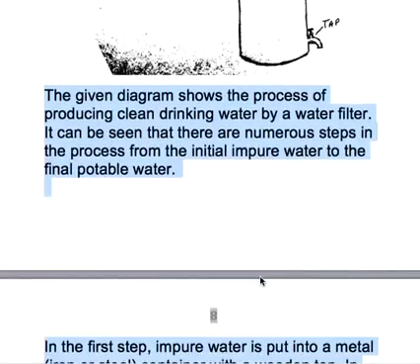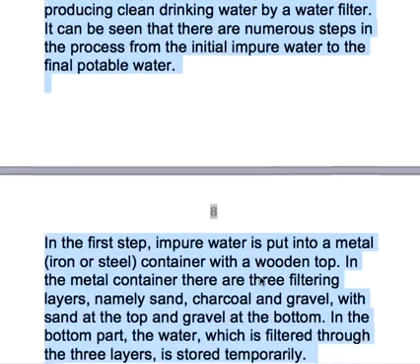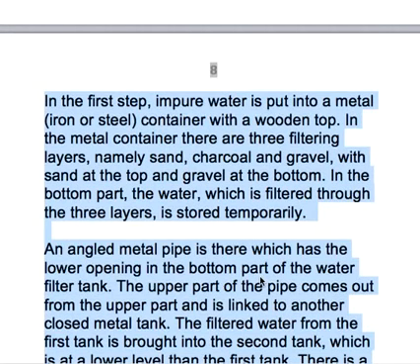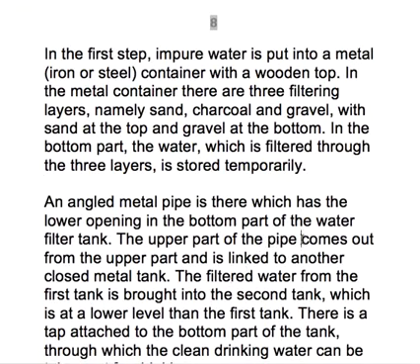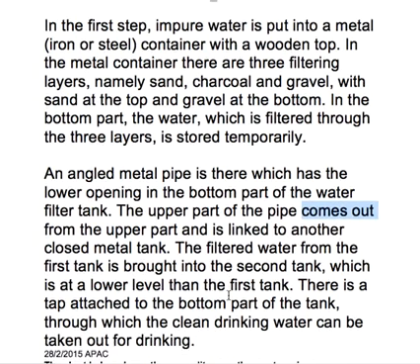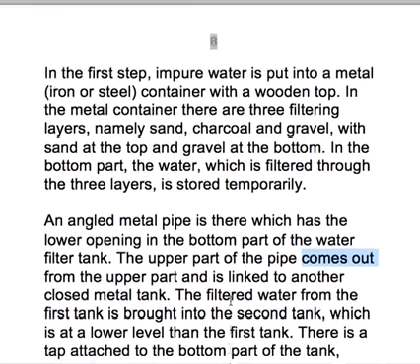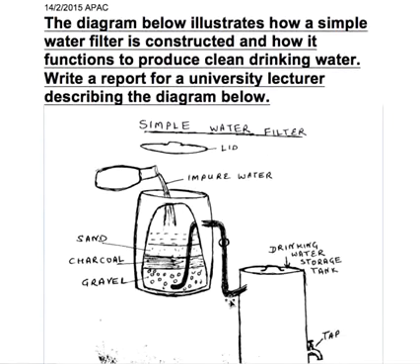So this is the way you have to write, and you have to note where you use a passive voice and where you use a simple active voice. Here "it is put" is passive voice because impure water is the object. "Is filtered" is also passive voice. The pipe comes out, because you don't take the pipe out, it just comes out, it is already fixed permanently. So the pipe comes out from the upper part. The filtered water is brought into the second tank, which is at a lower level than the first tank. So this is the description of the graph, and I hope you've understood it.